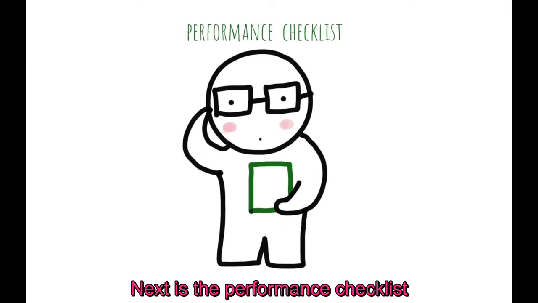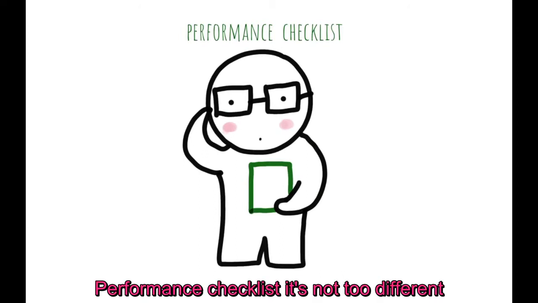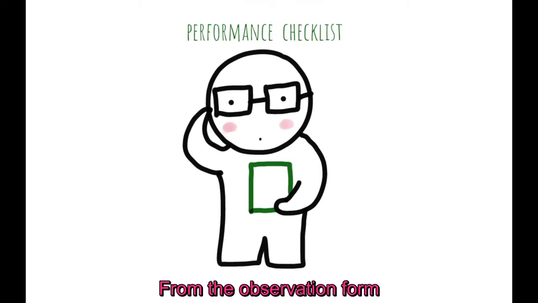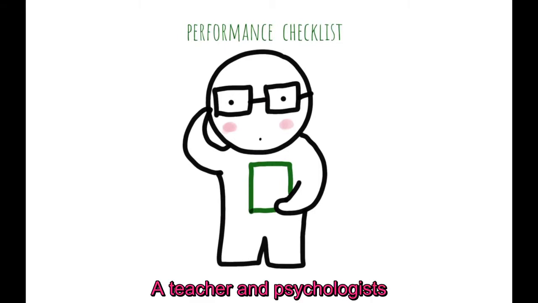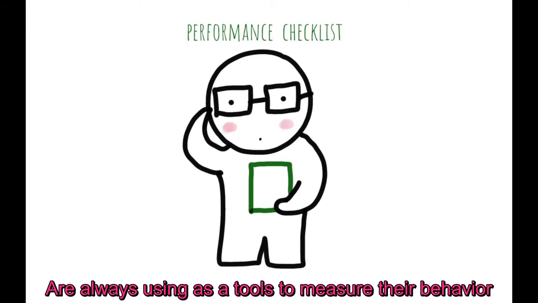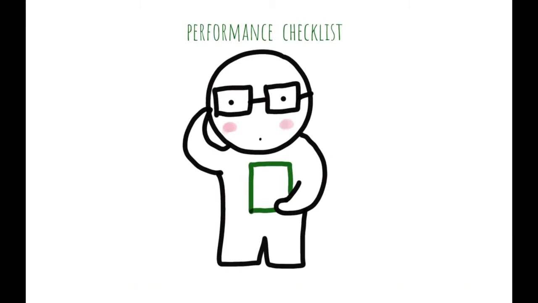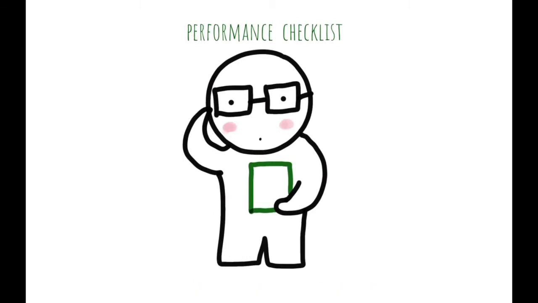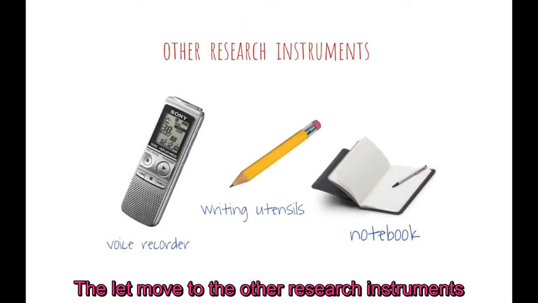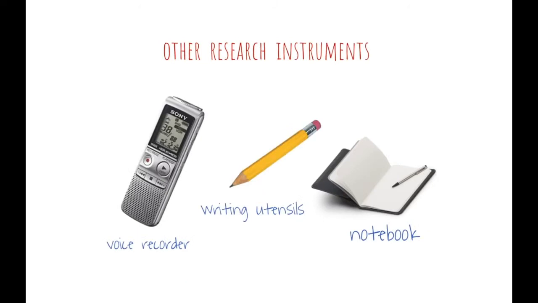Next is a performance checklist. A performance checklist is not too different from the observation forms, as I have told you. But mostly teachers and psychologists use this tool to measure behavior, like students' behavior. Okay, let's move to other research instruments.